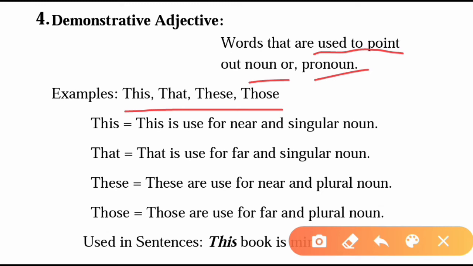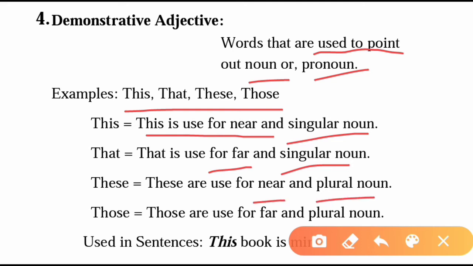Before moving to the sentence, let's understand the difference between these. This we use for a noun which is near and singular, while that we use for singular but far. So when something is far from you, you will use that. When something is near to you and it is singular, then you will use this. These is used for near and plural. So those things which are near to you, you will use these. Those is used for far, those things that are far from you and are plural. So this and that we use for singular. These and those we use for plural.